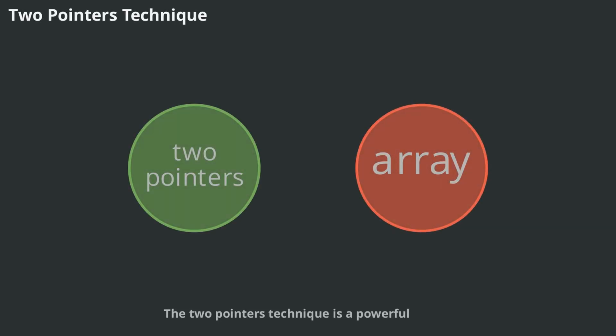Two-pointers technique is a powerful tool for solving problems involving arrays and strings. By maintaining two indices that move towards each other, you can efficiently solve tasks like reversing arrays, checking palindromes, or finding pairs. This approach reduces time complexity and makes your code cleaner.